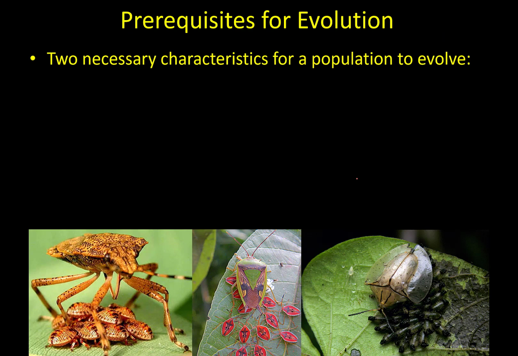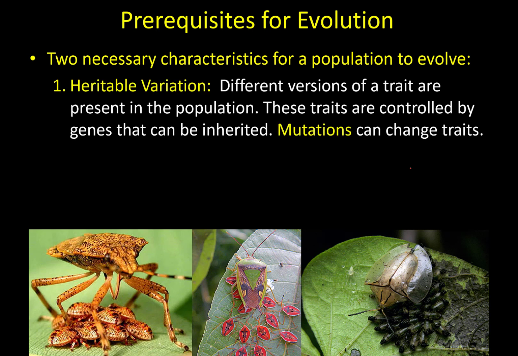Before we get to that, though, there are two characteristics that a population has to have before it can actually evolve. So not all populations are capable of evolving. They have to have these two characteristics. The first is called heritable variation. Again, it's a bit more jargon.